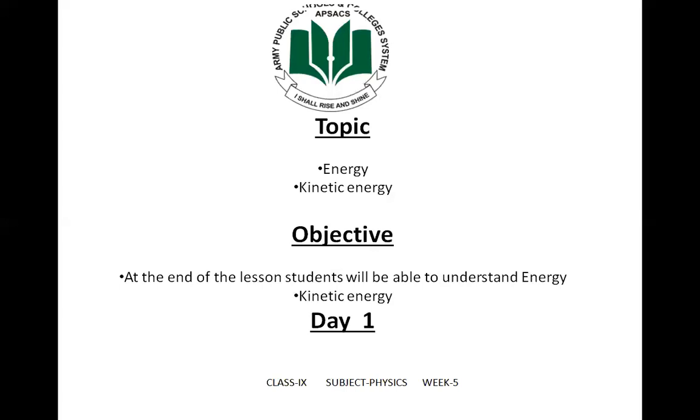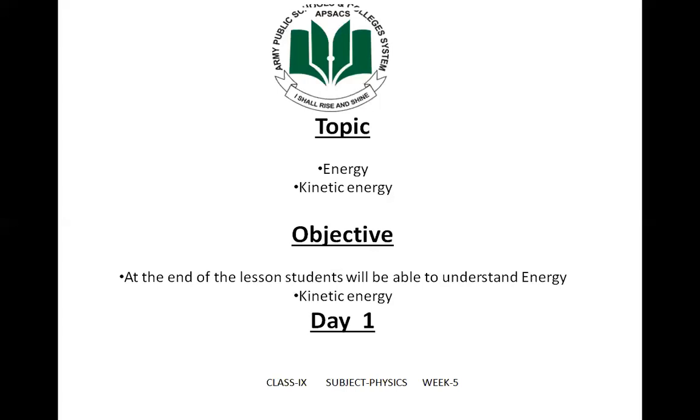And what is the unit of work? The unit of work is joule, and it is defined as: the amount of work is 1 joule when a force of 1 Newton displaces a body through 1 meter in the direction of force. 1 joule is equal to 1 Newton multiplied by 1 meter.